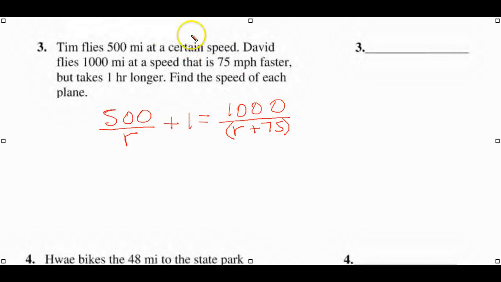All right, for number 3, again, after reading it carefully, it's similar. 500 divided by R is a time. 1000 divided by R plus 75, this is time also. But this is a time that's going faster in order to check out the speed, this time took an hour longer. That's what it says. Now, to make this then an equation of time equals time, we have to add that hour to this side, because this already is taking an extra hour. To get this to be equal, we have to add the time to this side.